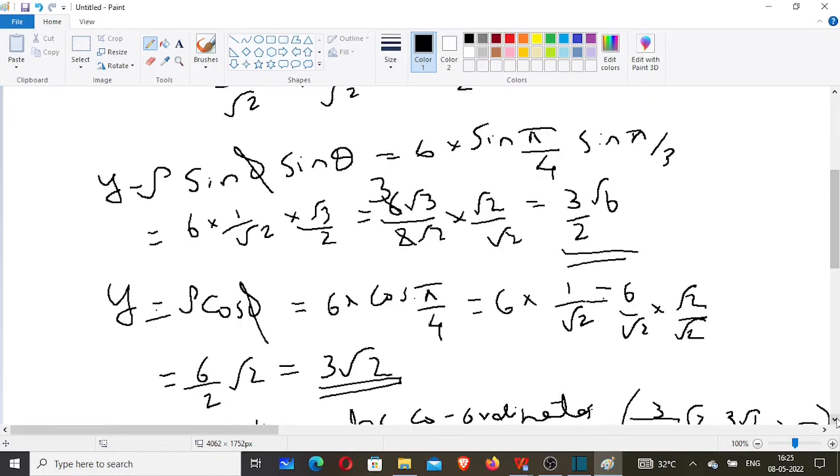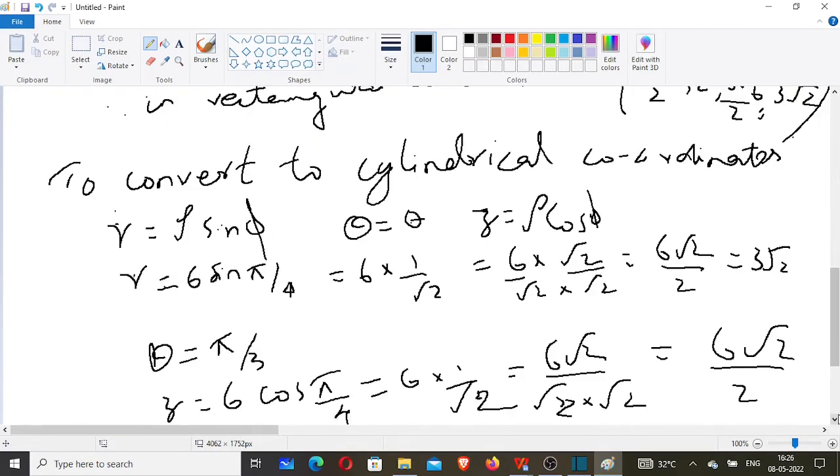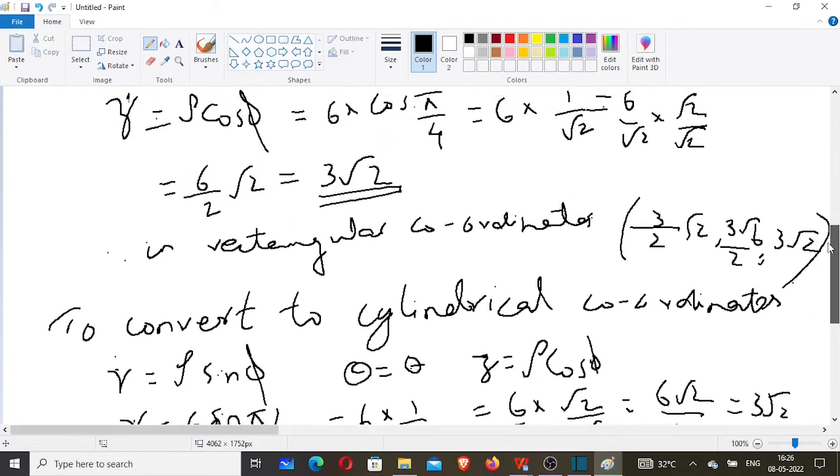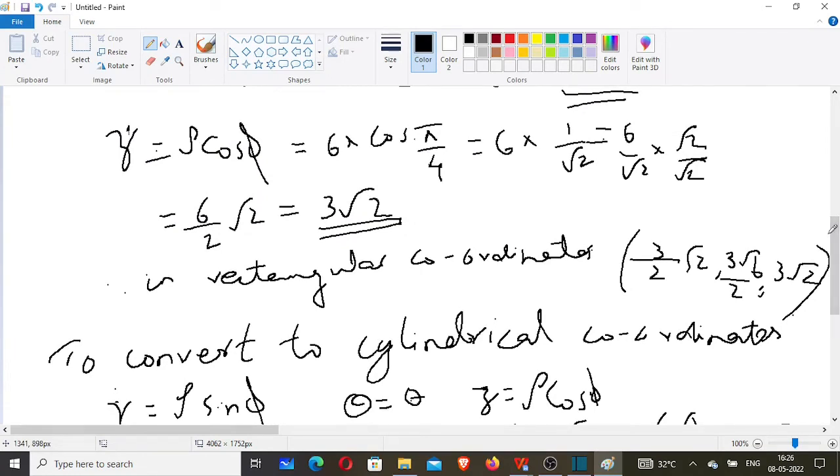Now, sorry, not y, z equal to rho cos phi, which is equal to 6 into cos pi by 4, which is equal to 6 into 1 by root 2. We can multiply root 2 to numerator and denominator. So 6 by root 2 into root 2 by root 2, which is equal to 6 root 2 by 2, which is equal to 3 root 2. Therefore, the given spherical coordinates in rectangular coordinates we can write as 3 root 2 by 2, 3 root 6 by 2 and 3 root 2.